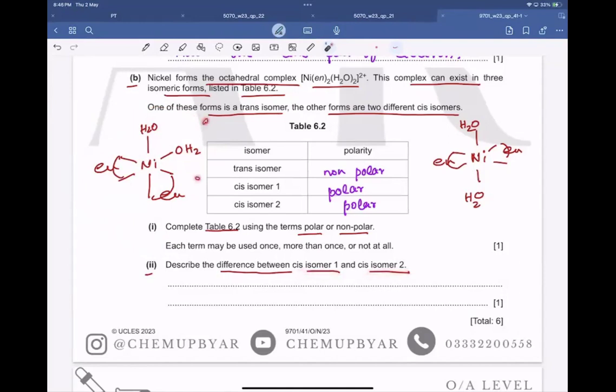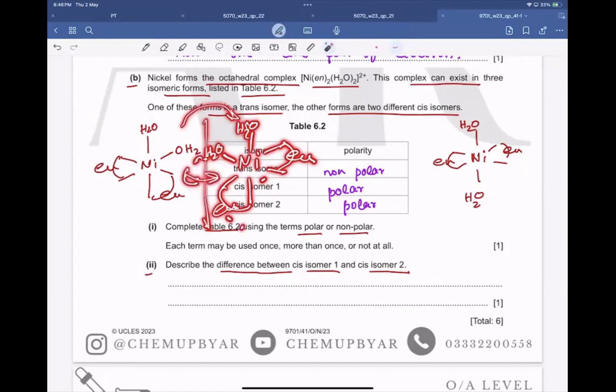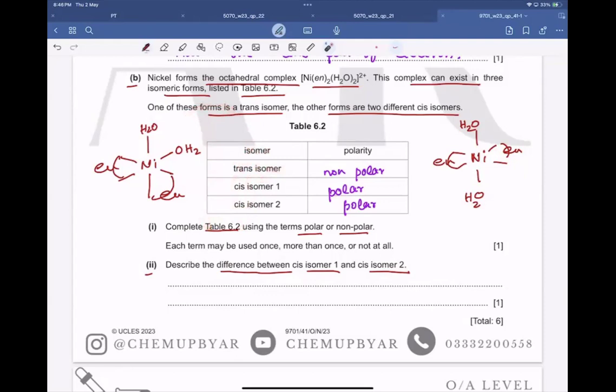So what would be the difference? The difference is that if you make its mirror image, it is also going to be a cis. Like this, if I make it like this, H2O, H2O, so one en over here and one en over here. So see, it is also a cis and these two are mirror images of each other. So the difference over here is that they are optical isomers.